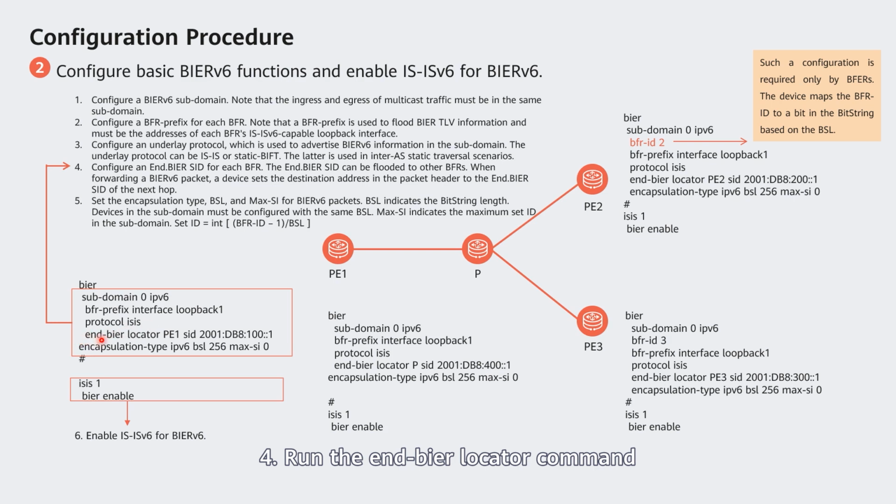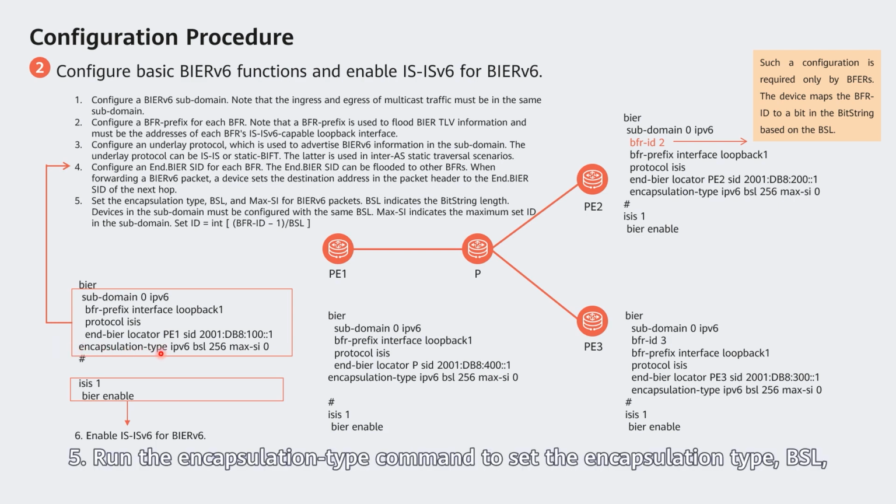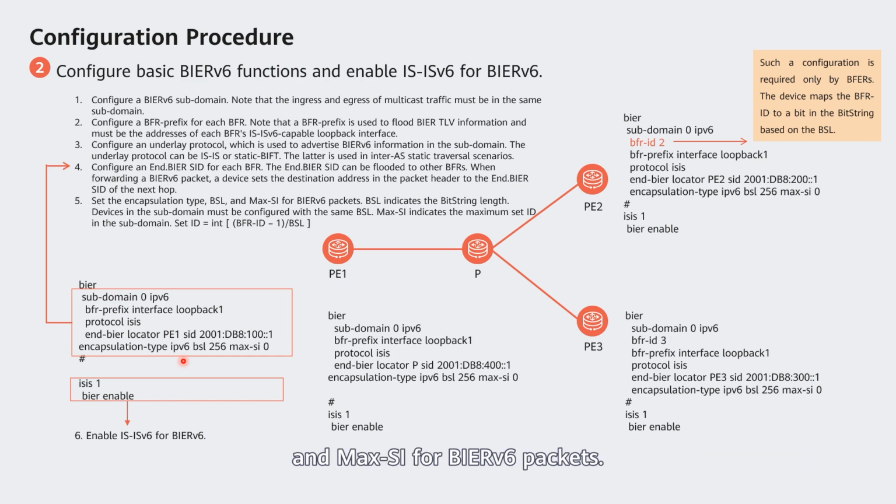4. Run the end-bier locator command to configure an End.BIER SID for each BFR. The End.BIER SID can be flooded to other BFRs. When forwarding a BIERv6 packet, a device sets the destination address in the packet header to the End.BIER SID of the next hop. 5. Run the encapsulation type command to set the encapsulation type, BSL, and max SI for BIERv6 packets.